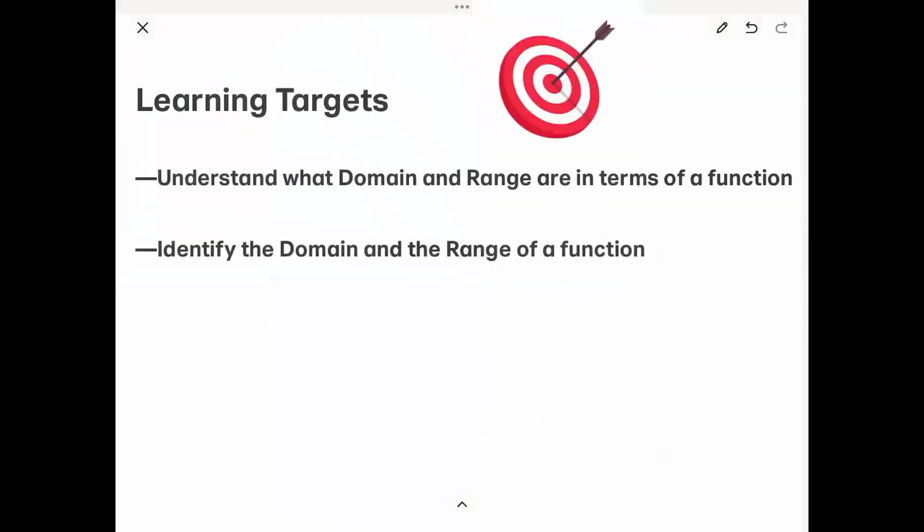But first, I want to start by saying these are the things that I'm going to try to cover. I'm going to tell you what domain and range mean for a function, and then I'm going to show you how to find the domain and range for almost any function. All right, so let me jump into it.